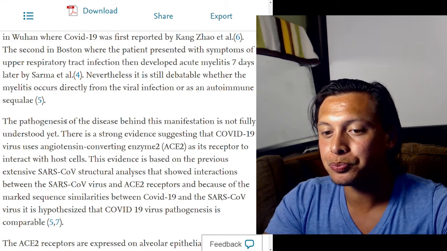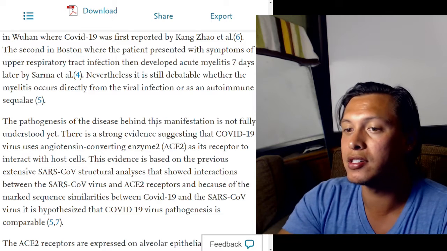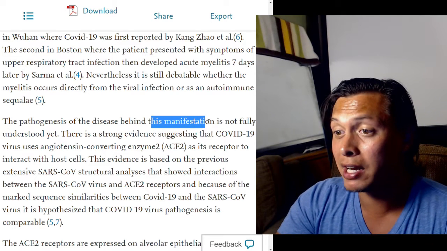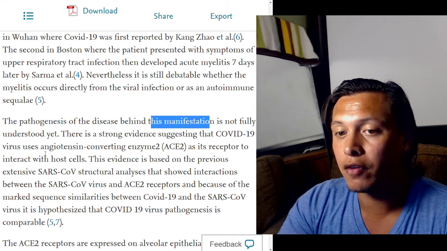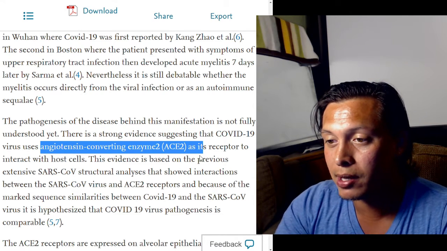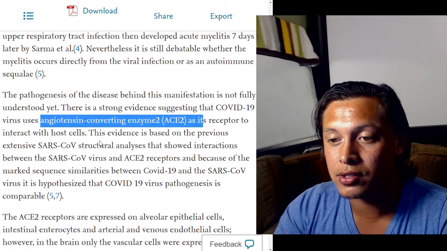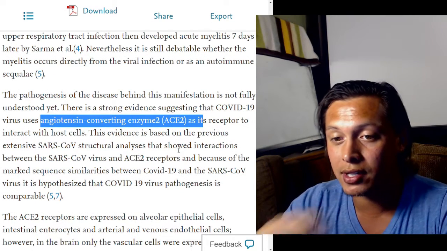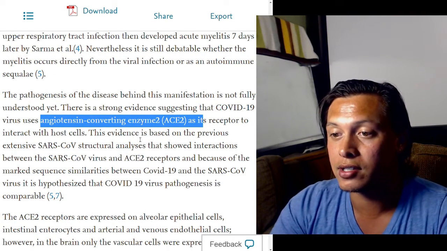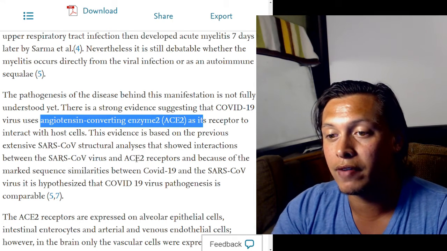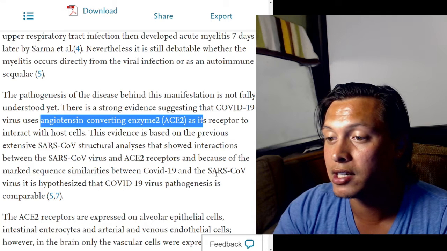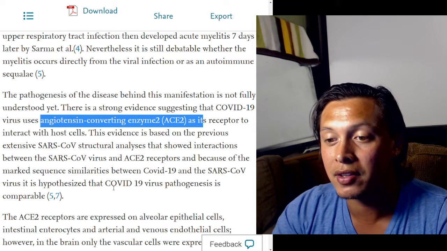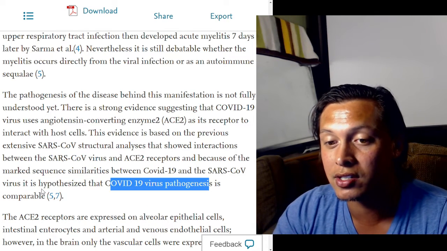Anyways, the pathogenesis of the disease behind this manifestation is not fully understood yet. There is strong evidence suggesting that COVID-19 virus uses ACE2 receptors to interact with host cells. This evidence is based on previous extensive SARS-CoV structural analyses that showed interactions between SARS-CoV virus and the ACE2 receptor, and because of some marked sequence similarities between COVID-19 and SARS-CoV virus, it is hypothesized that COVID-19 virus pathogenesis is comparable.